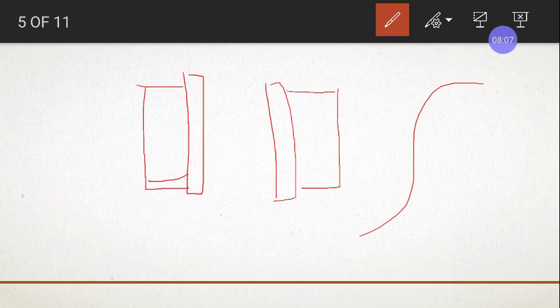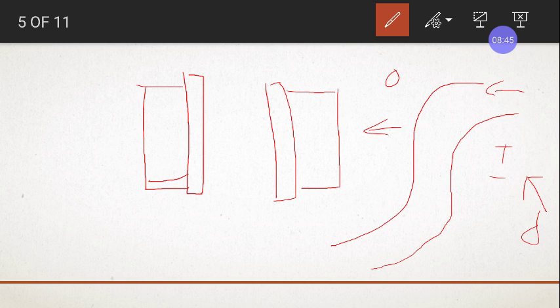But when you are moving on the curve, what happens? This is the inside of the curve, this is the outside of the curve. Whenever I try to negotiate this curve, the centrifugal force F, which we have studied, will try to push the train in this direction like this. So what will happen? This is how it happens.